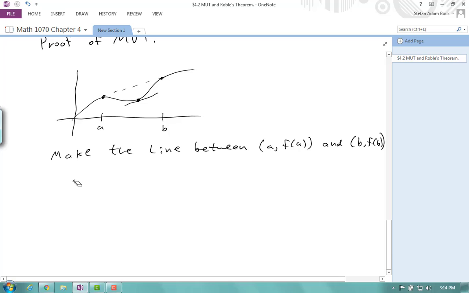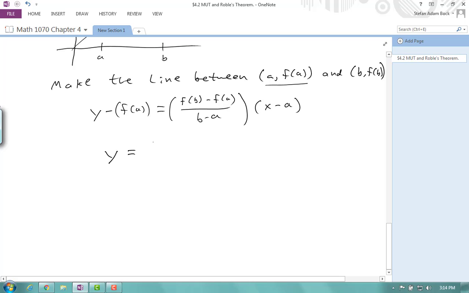So I have 2 points, so I can find the slope, and I can pick one of the 2 points to make my line with the point-slope form of the equation of a line. So I'll have y minus, I'm going to pick the first point, y minus f(A) equal to the slope between the 2 points, which is just f(B) minus f(A) all over B minus A. Rise over run. And this is multiplied by x minus A.